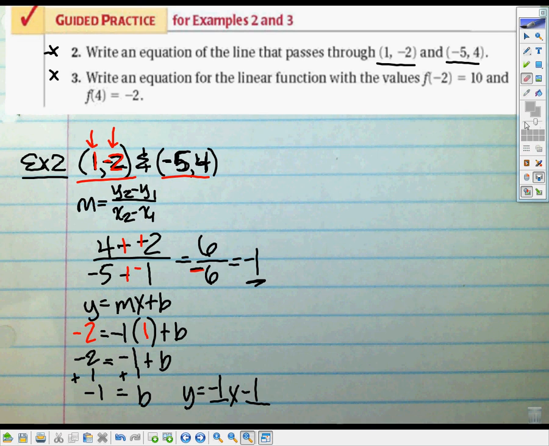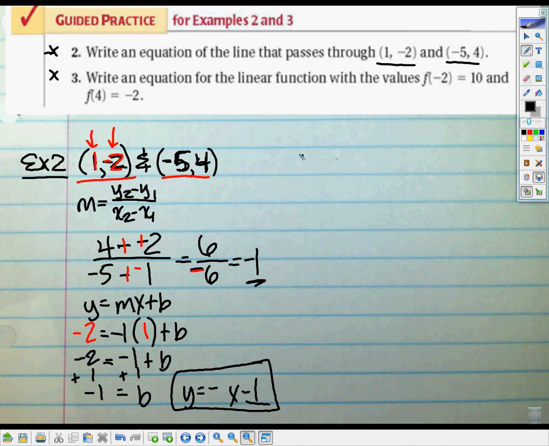However, most of the time, this 1 is probably not going to get written in here, so we will erase it. And what you really would get is the equation that y is equal to -x minus 1.